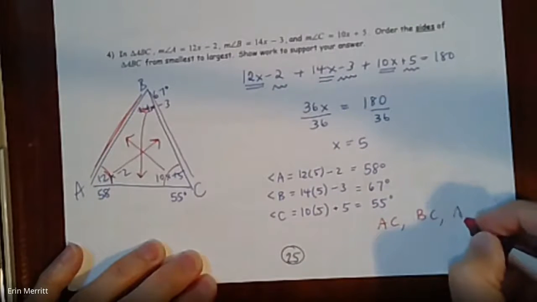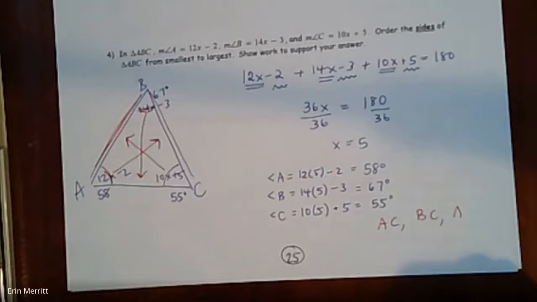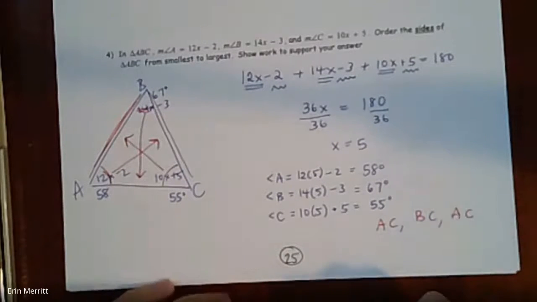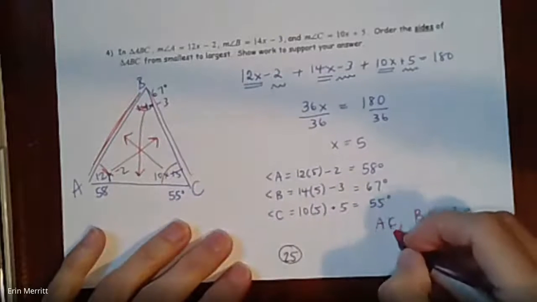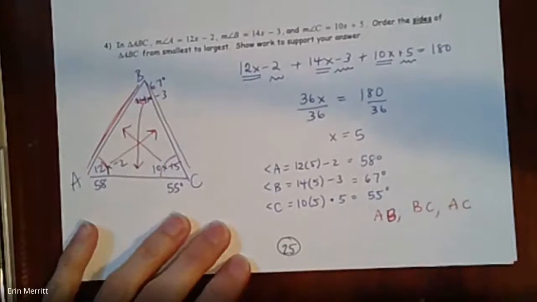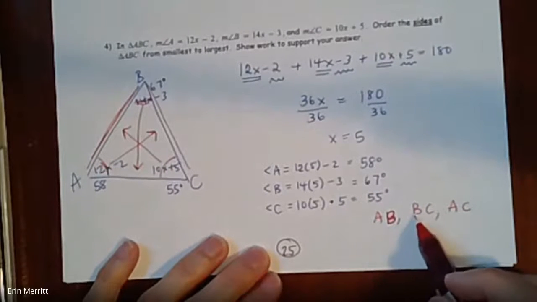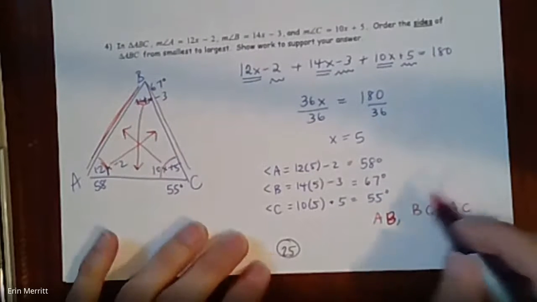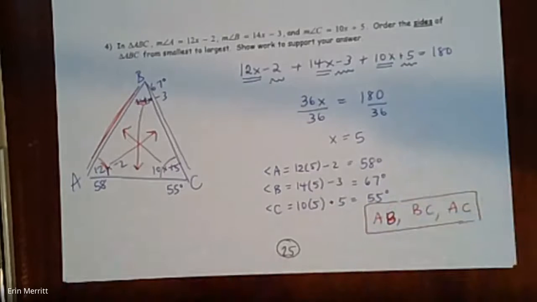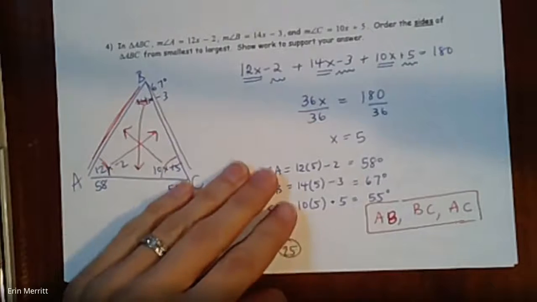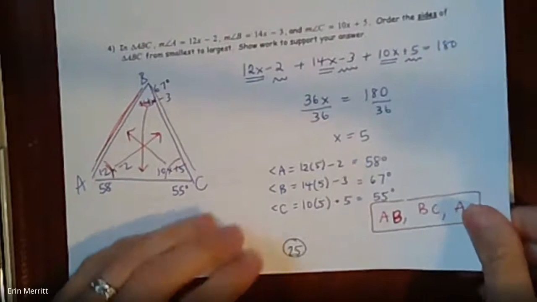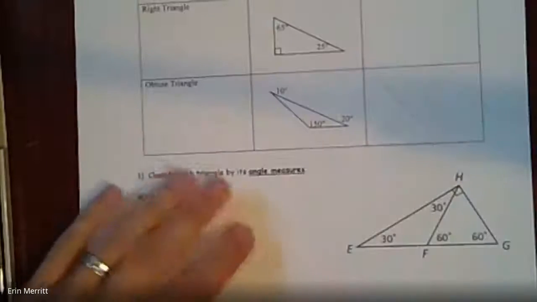That's going to be side... Oops. I just realized I wrote it wrong. That should be side AC. So my first one should have been side AB. I'm not sure if I wrote it wrong or said it wrong. So let me clarify that. So AB, BC, AC. That should be the answer from smallest to biggest. All right. I like that question. It's a lot of work, but I like that if you go one step at a time, you get all the way through it. All right, let's keep going.